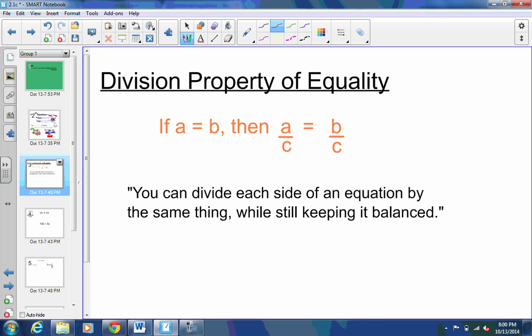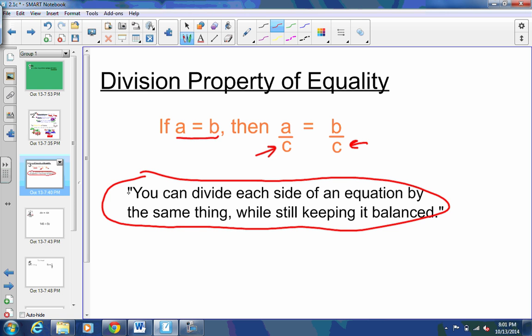The division property of equality says that if A equals B, so remember A equals B, that's an equation, then A divided by C equals B divided by C. If you notice, the only thing that changed is you divided each of the sides by C. Everything else is the same. It's A equals B on both sides, it's just they're both divided by C. So in other words, you can divide each side of an equation by the same thing while still keeping it balanced.